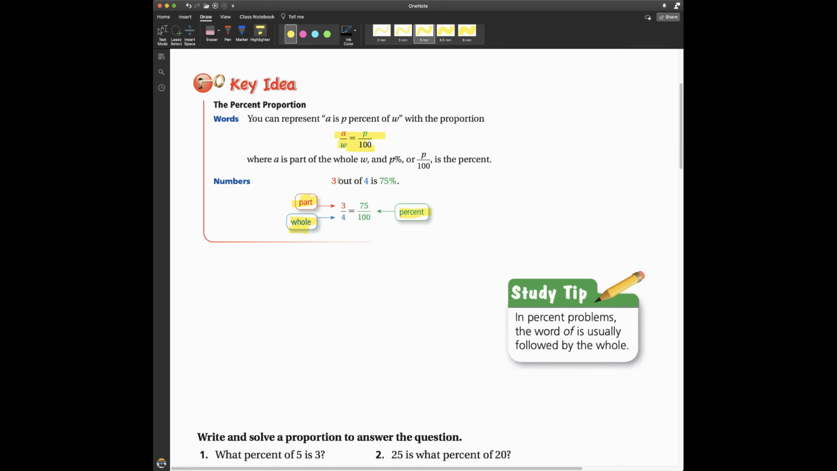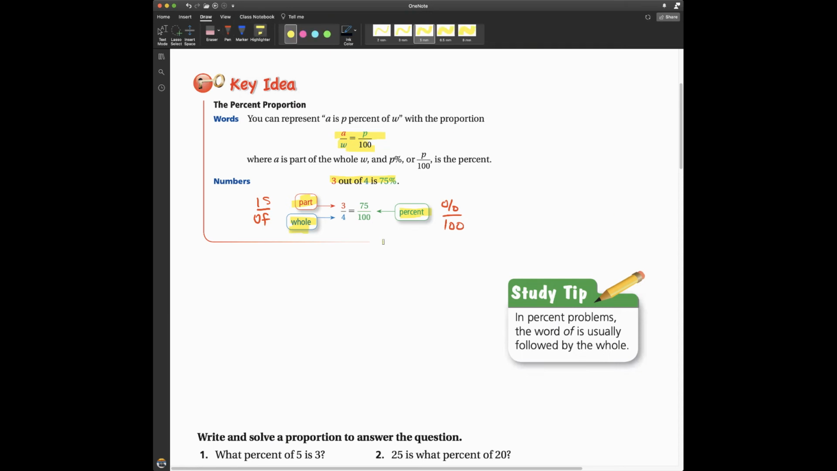In this example, 3 out of 4 is 75%. You can write it as 3 over 4, which means 3 out of 4 equals 75 over 100. Some of you might have seen other versions of this. Instead of part, you'll see the word is, over of, equals the percent. Sometimes you'll see percent over 100. We'll talk about what that means when we get to the problems below.